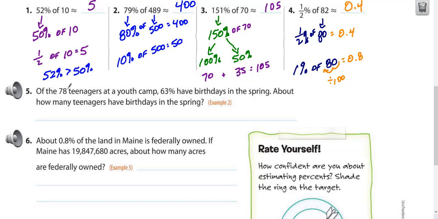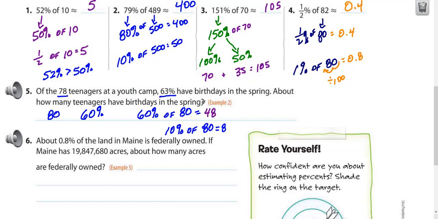So let's look at the rounding you should have done. The 78 is going to round to 80, and the 63% is going to round to 60%. So we're looking at 60% of 80. Personally, I would do this by saying, well, what's 10% of 80? Well, 10% of 80 equals 8, and I need 6 groups of that 8 because 60% is 6 groups of 10%. So I would end up with 6 times 8, which is 48 students.